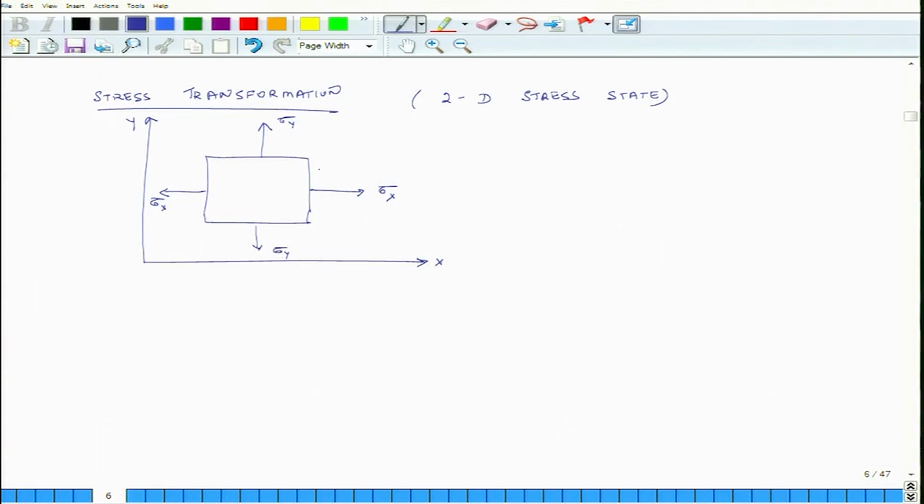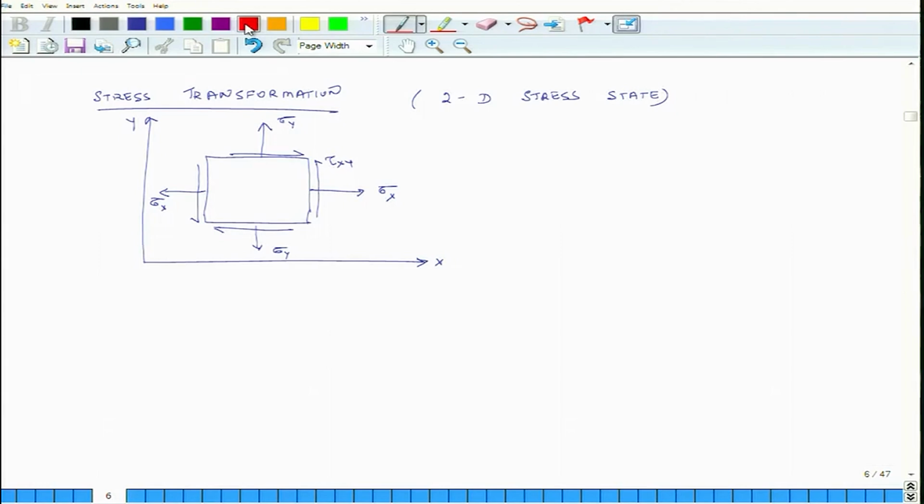and then I am also applying a shear stress on this. So, I call this tau xy. So, this is tau xy. So, the values are sigma x, sigma y and tau xy. Normal stress in x direction is sigma x, normal stress in y direction is sigma y, and the shear stress with respect to the xy coordinate system is tau xy.